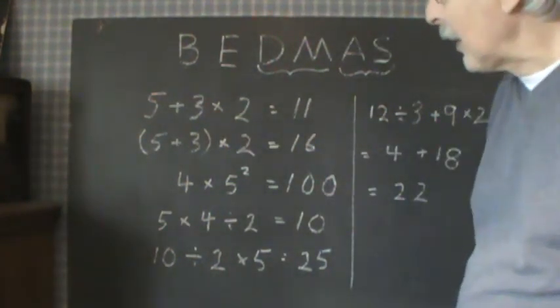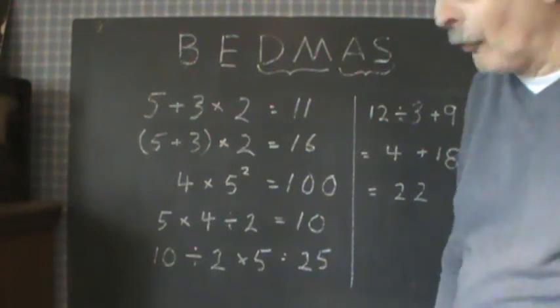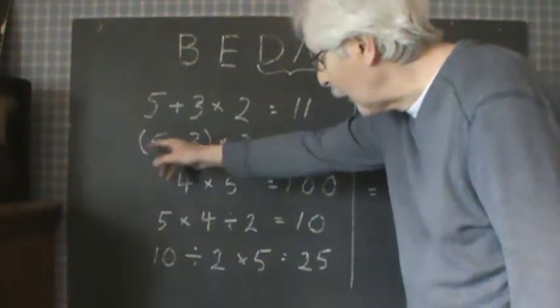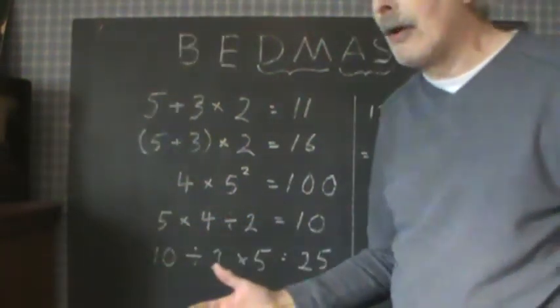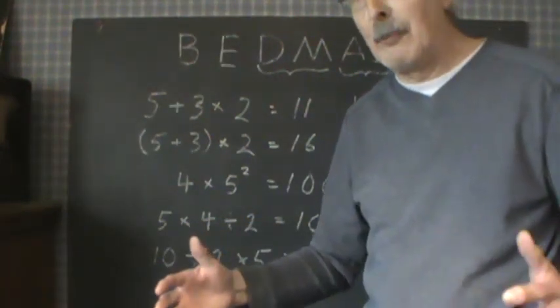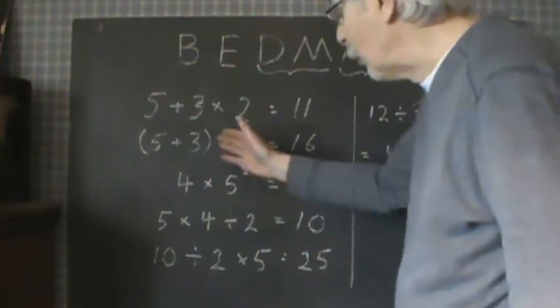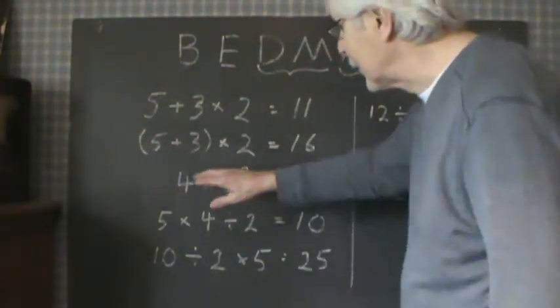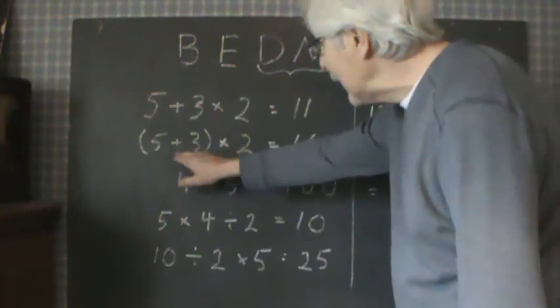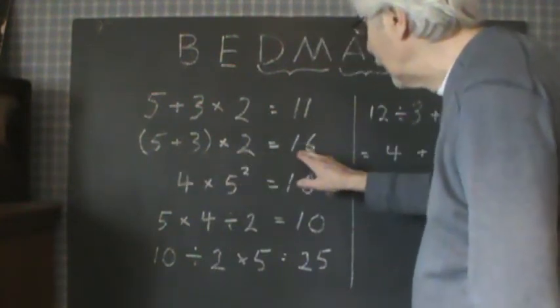If I want you to add the 5 and the 3 together first, I will put a bracket around it because the bracket sort of supersedes everything. Brackets are kind of like a set of fences that keep things inside. And whatever's in there, you've got to get that done first. So in this case, 5 plus 3 is 8, times 2 is 16.